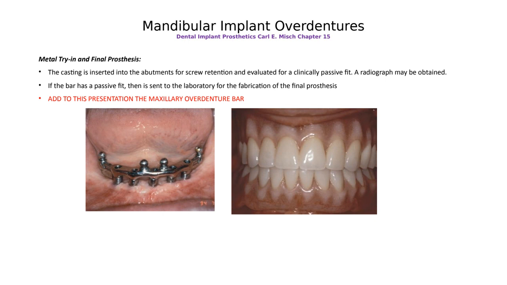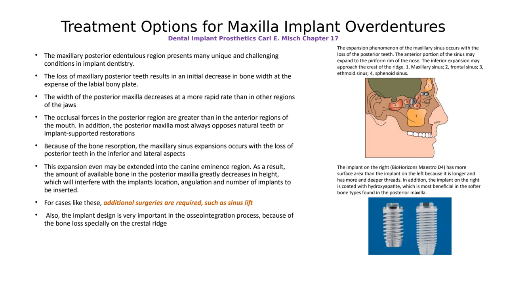All right, so this is how the try-in is done. The denture is put in the patient's mouth to see if it sits properly on the bar that's inserted into the patient's mouth, and if the abutments are fabricated correctly. Okay, and then the denture is processed.